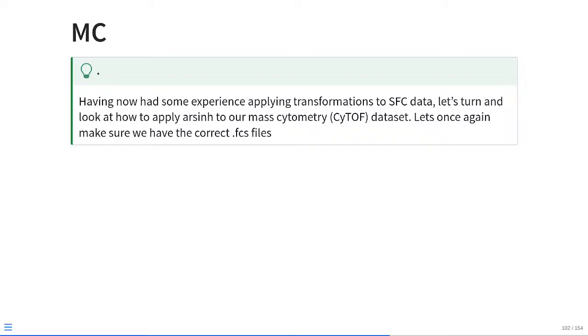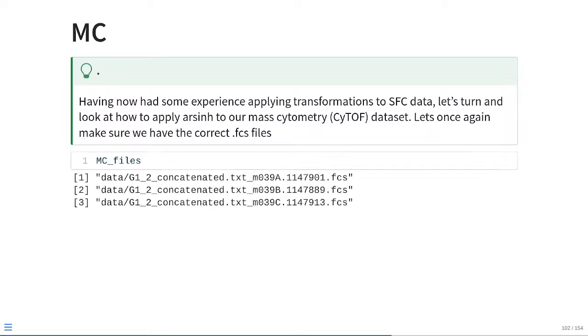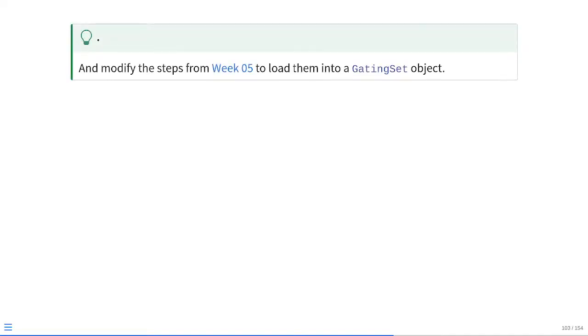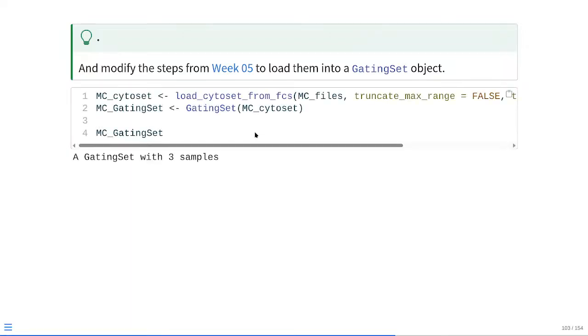Alright, so far we just looked at the bi-exponential example for spectral flow cytometry data. Let's turn and look at the mass cytometry, the CyTOF dataset, just to see how the arcsinh transformation works in that particular context. So same thing, once again, we need to make sure we have just the files that we're interested in. So if we print the file that we created earlier, we see that it's just the G12s being included. So this is our mass cytometry dataset. And similar to what we've been doing, we just need to go ahead and load them into their own separate gating set. Load cytoset from FCS to create the cytoset, gating set under the cytoset to create a gating set.